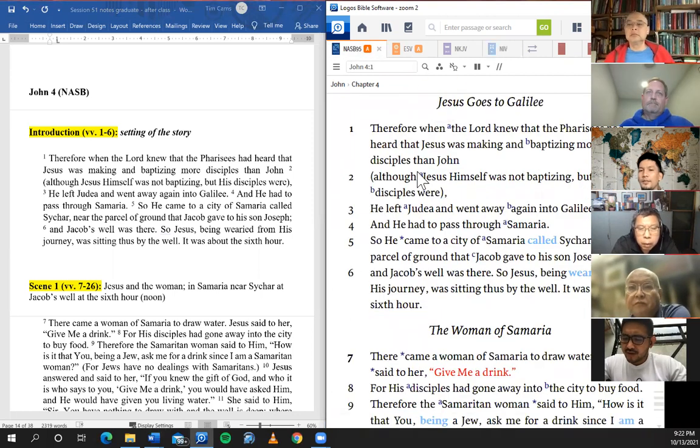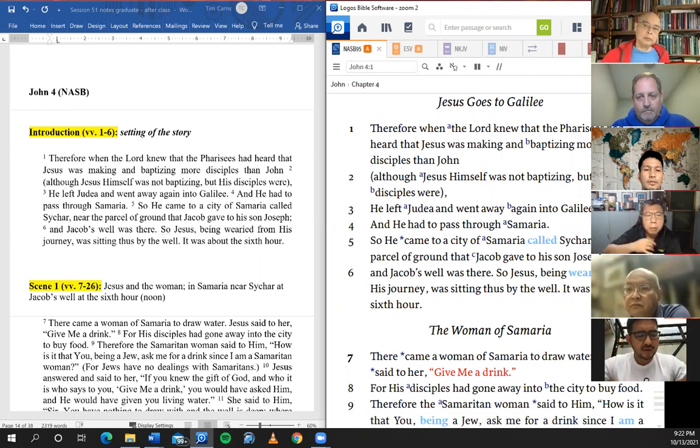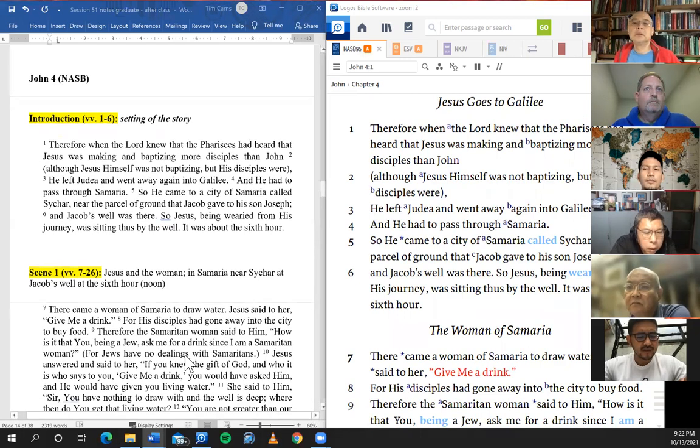Now, when Jesus learned that the Pharisees had heard that Jesus was making and baptizing more disciples than John, although Jesus himself did not baptize, but only his disciples, he left Judea and departed again for Galilee. And he had to pass through Samaria. So he came to a town of Samaria called Sychar, near the field that Jacob had given to his son Joseph. Jacob's well was there, so Jesus, worried as he was from his journey, was thinking it was about the 6th hour.